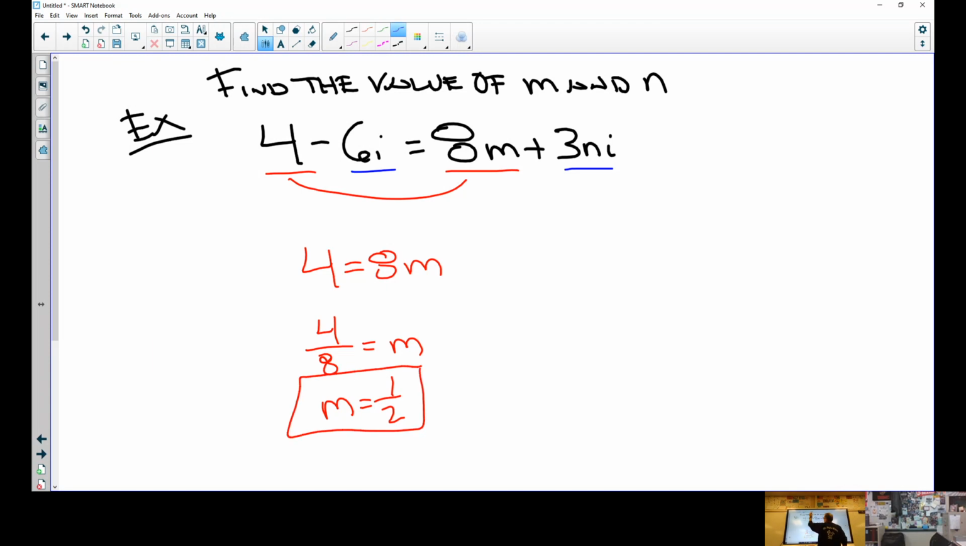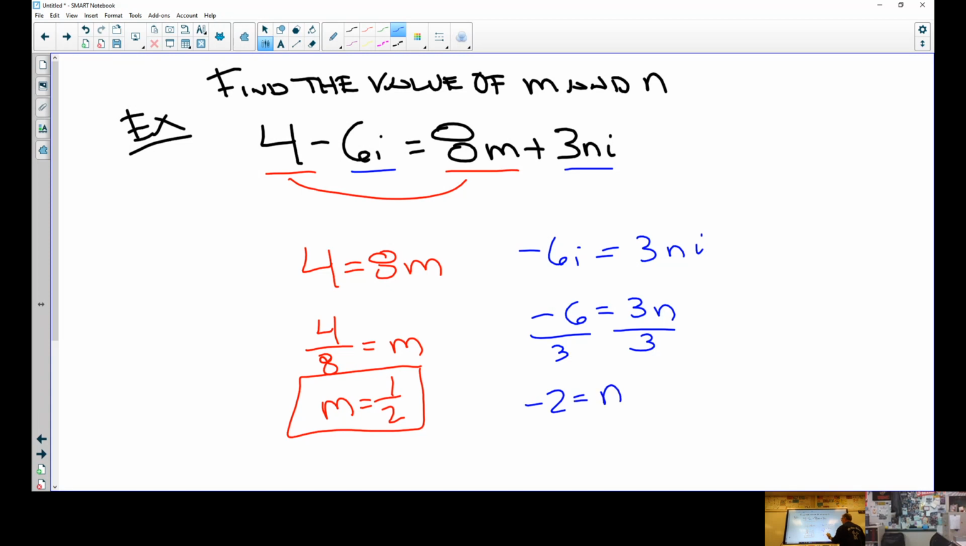In the same way, this -6i has to equal 3ni. So what do I do here? If I want to solve for n, what do I know? -6 has to equal 3n. Divide both sides by 3, and I would get -2 equals n. We've got our m and n solved for. Again, just using equivalency with complex numbers.